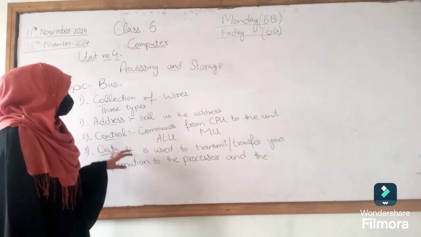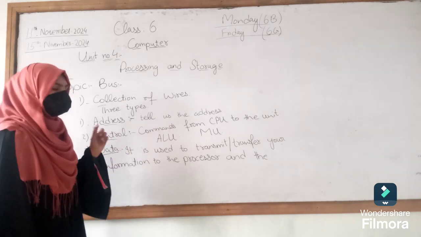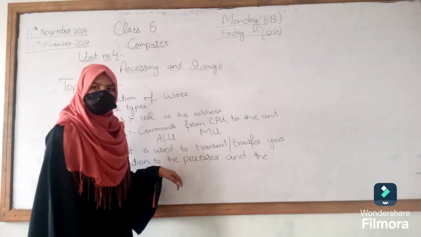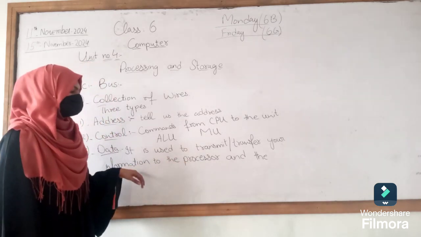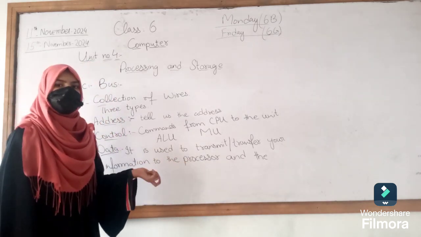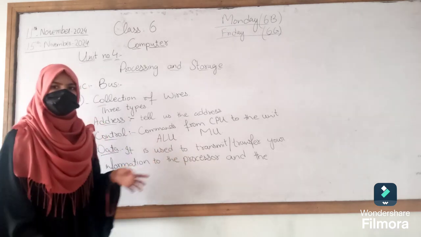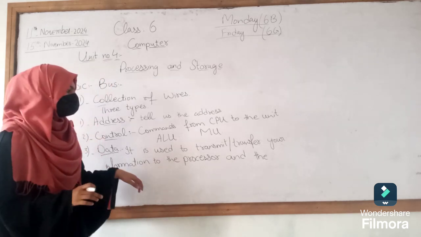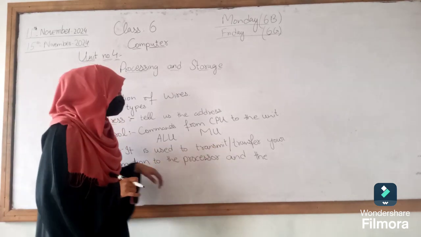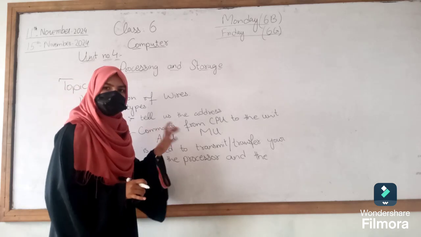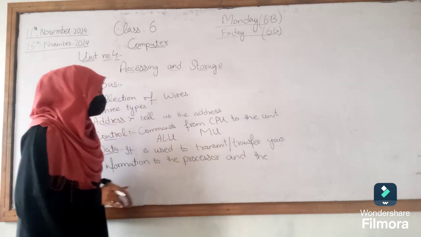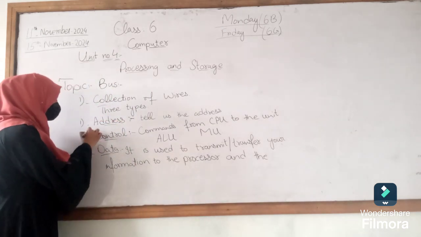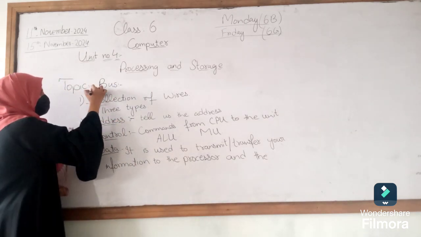Okay. So data bus is used to transfer your raw data. It carries your raw data to the processor, and the processed information will be returned to the processor. So this is the purpose of data bus, control bus and address bus.